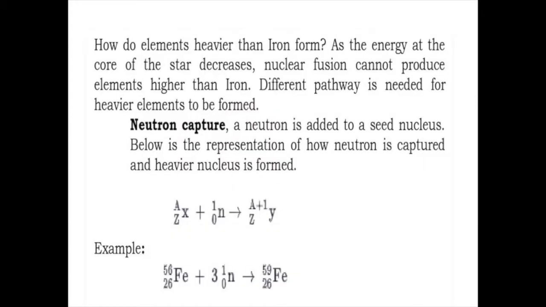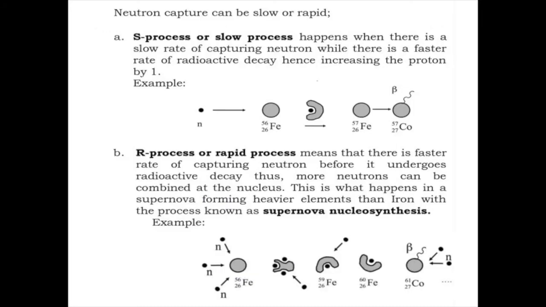How do elements heavier than iron form? As the energy at the core of the star decreases, nuclear fusion cannot produce elements higher than iron. Different pathways are needed for heavier elements to be formed. Neutron capture: a neutron is added to a seed nucleus. Neutron capture can be slow or rapid.